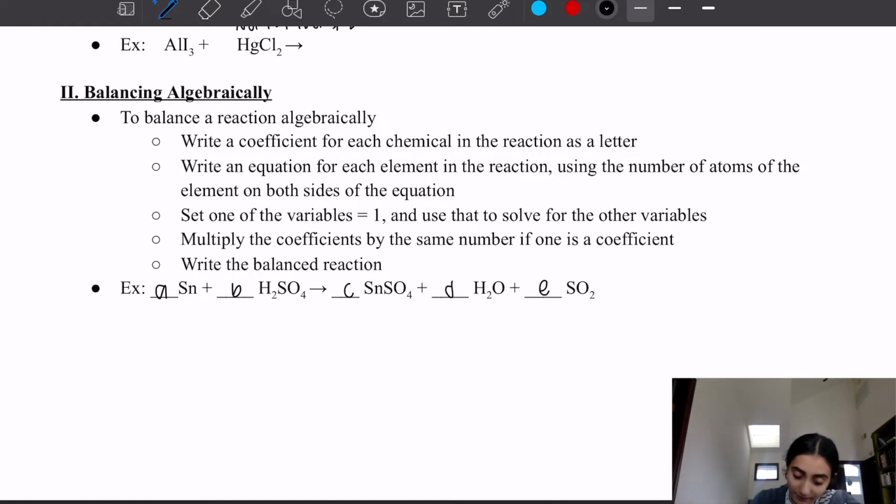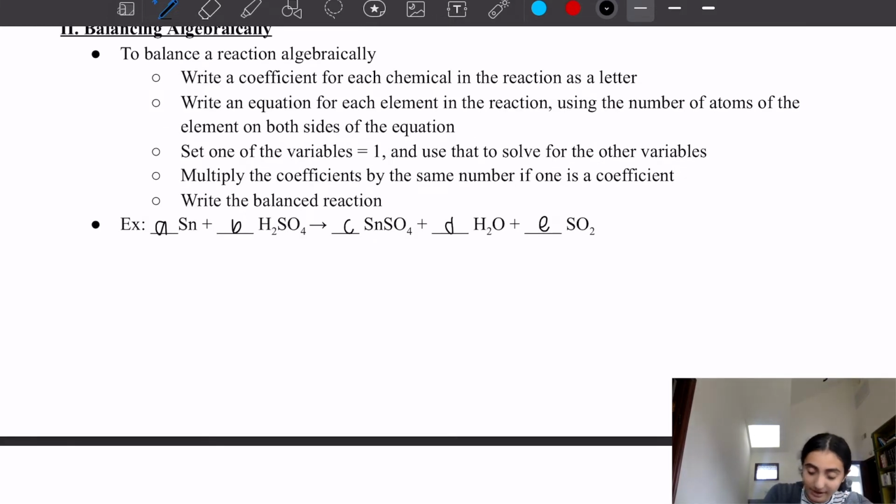So now I'm going to write an equation for each element in the reaction using the number of atoms of the element on both sides of the equation. And I'm going to separate polyatomic ions in this case. So this basically means that I'm going to use the variable on the reactant side and set it equal to the variable on the product side. And I will multiply the variable depending on how many subscripts of the element there are. So this will make more sense once we continue on. So I have one A on the reactant side because I have one Sn. So A equals C because there's one Sn on the product side.